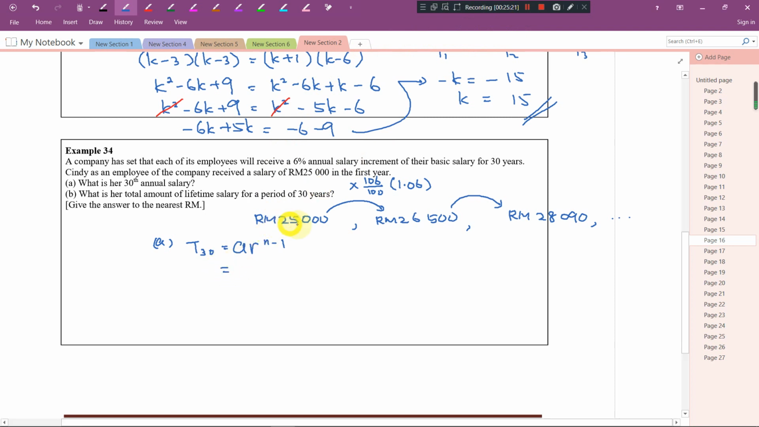Okay, so that a is 25000. The common ratio is 1.06, and n is 30 minus 1. Okay, so 25000 times 1.06 raised to the power of 29.